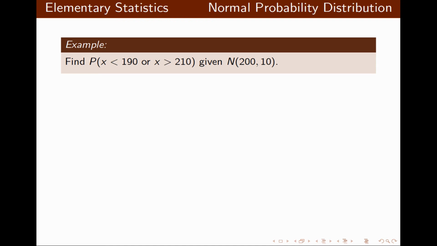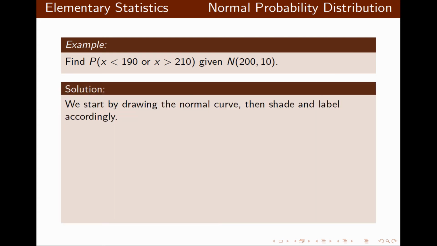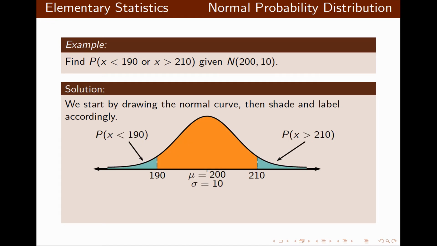Now, in this example, we want to find probability that x is below 190 or x is above 210 given a normal distribution with a mean of 200 and a standard deviation 10. Once again, we're going to draw the normal curve, shade, and label. We can find the two probabilities and add them together, or we can subtract in between from total probability 1, and that will give us the same result.